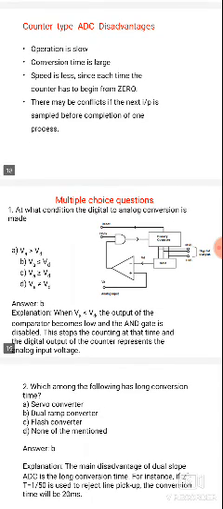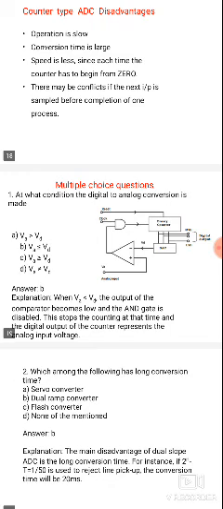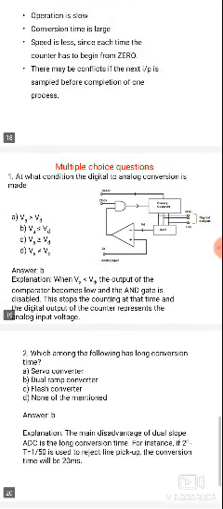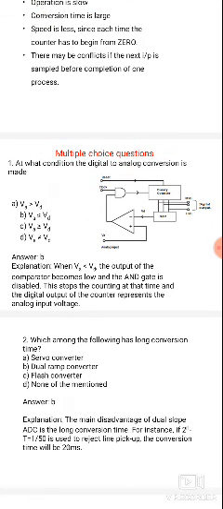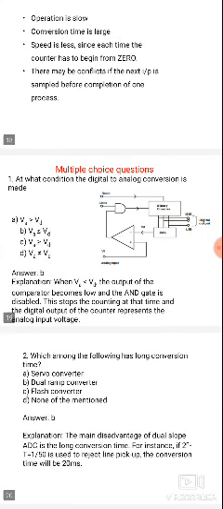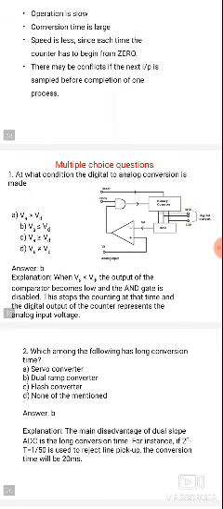Next, speed is also low since each time the counter has to begin from 0. Each time we reset the counter and it starts from the 0 position. So it is slow operation, time taking, and the conversion time, the time to convert from analog to digital, is large. Speed is also less, and every time we reset the counter to the 0 position.